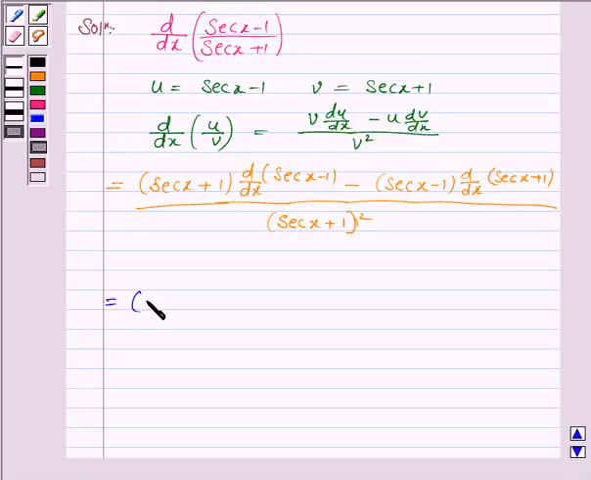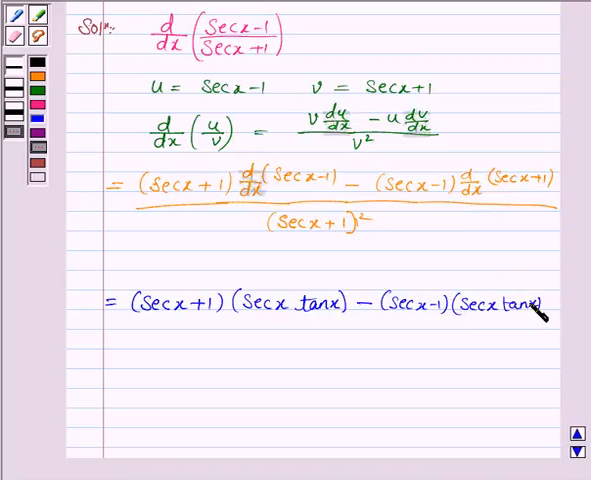Now this is equal to (sec x + 1) into d/dx of (sec x − 1). Now the derivative of sec x is sec x tan x, and the derivative of 1 is 0, minus (sec x − 1) into d/dx of (sec x + 1). Now the derivative of sec x is sec x tan x, and the derivative of 1 is 0, upon (sec x + 1) whole squared.